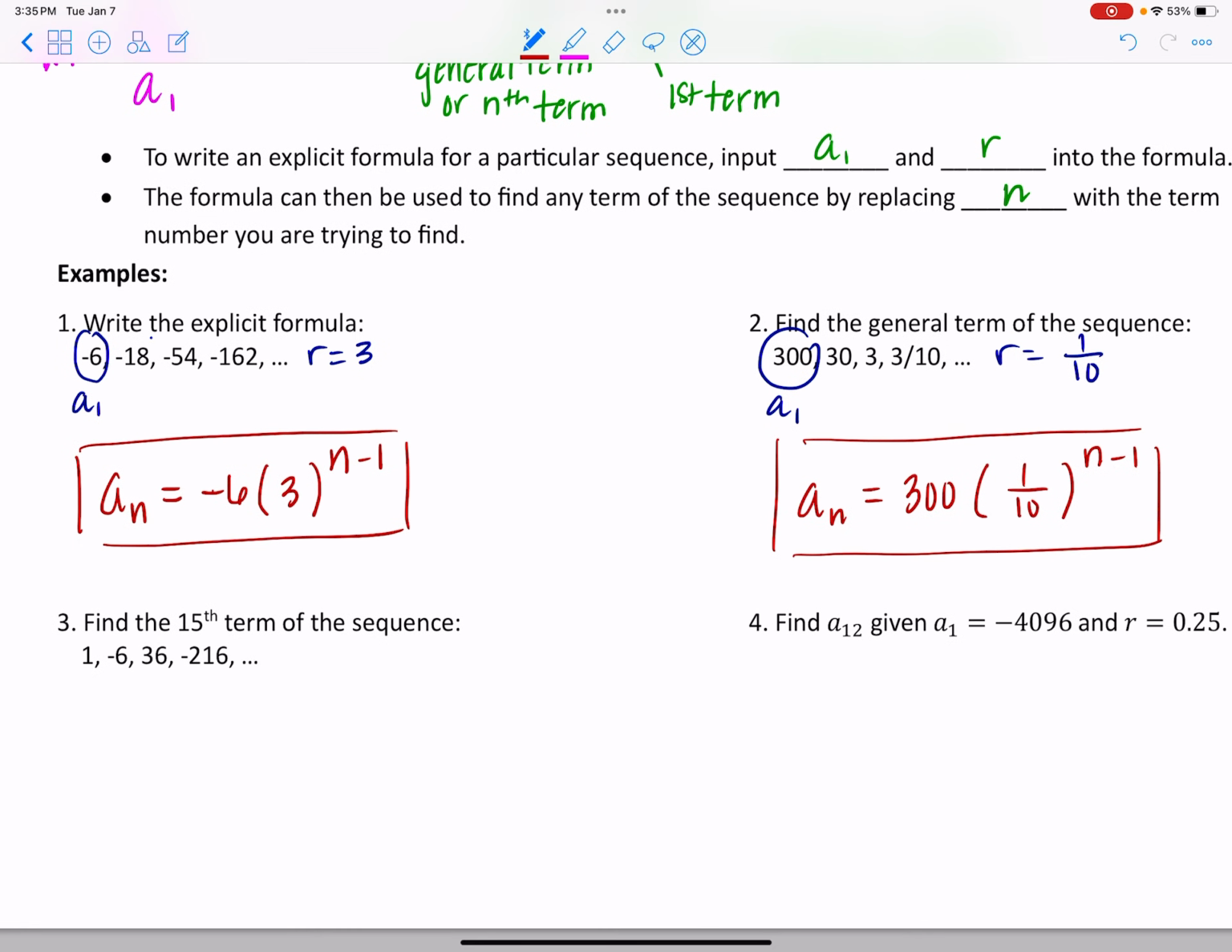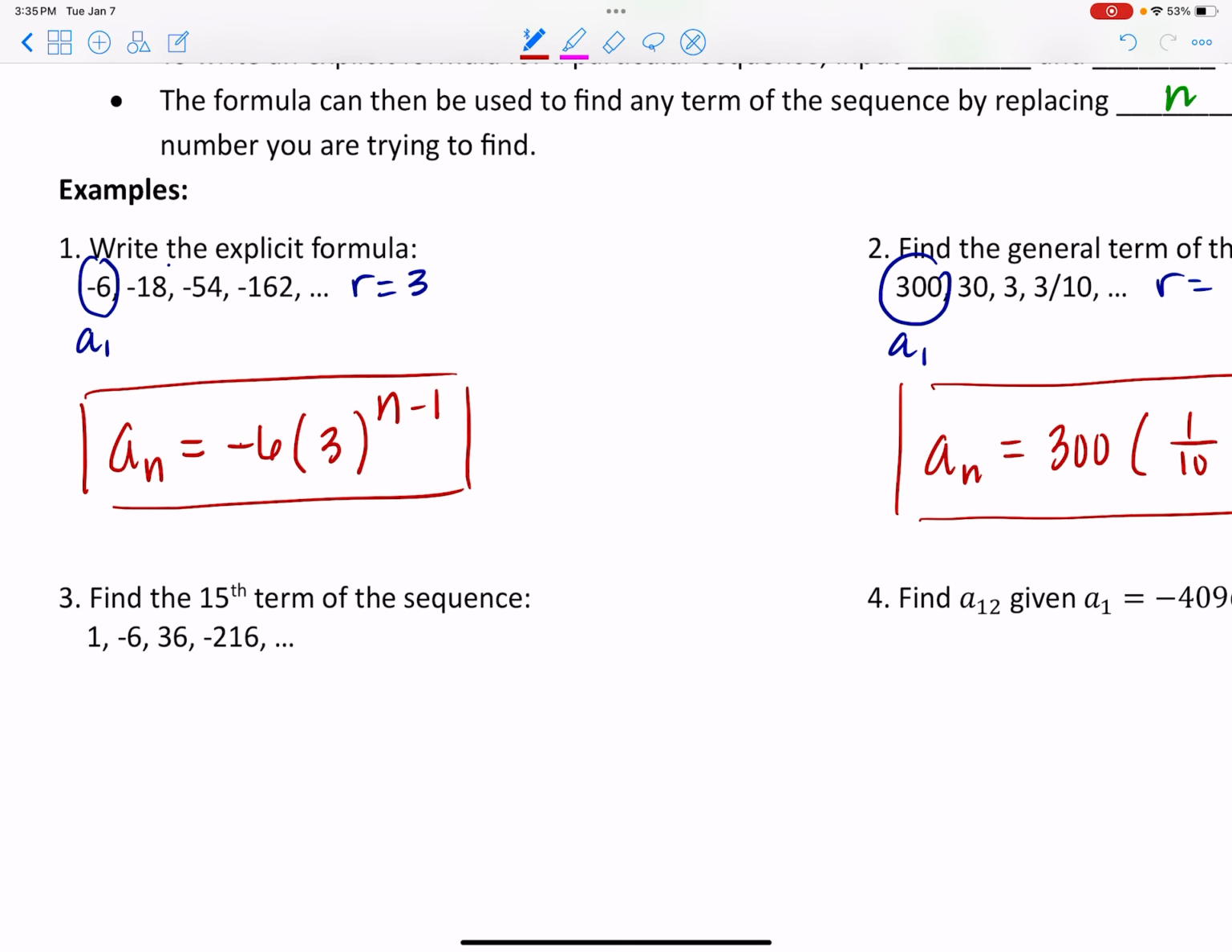So for example, here on number 3, we were asked to find the 15th term of this sequence. And I can see in this sequence I am multiplying by negative 6 to get from one term to the next. And so this is geometric. There is a common ratio of negative 6. My first term is 1. So I would say that any term on this list, the general term, a sub n, or the nth term, would be 1 times negative 6 to the n minus 1 power.